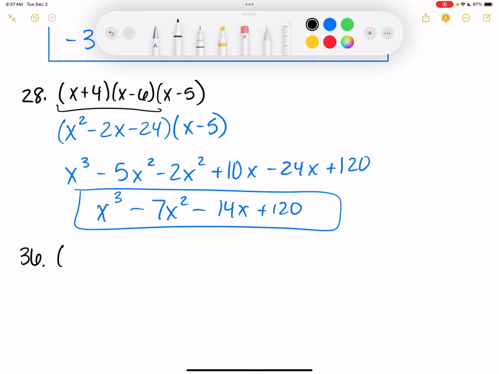Number 36: 4x minus 1 times negative 2x minus 7 times negative 5x minus 4.